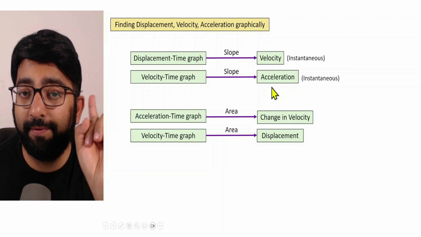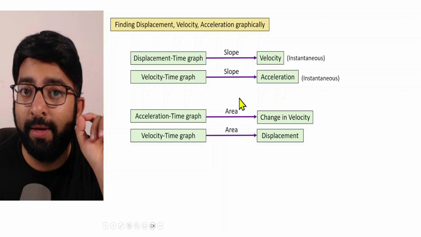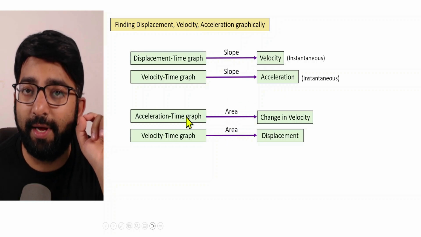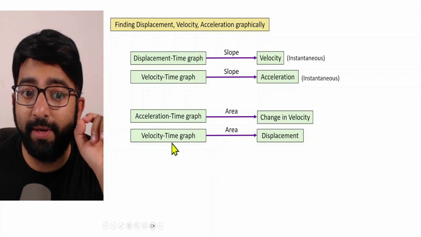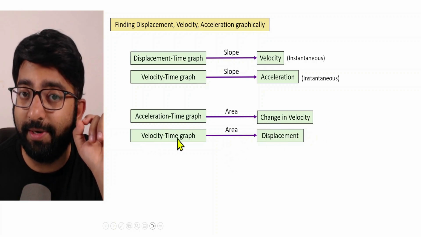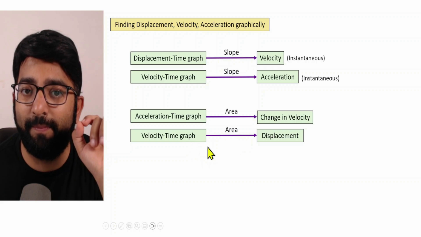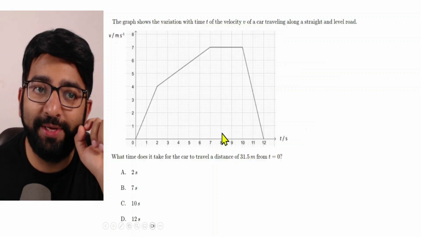And if we need to go in the reverse direction, then we use area. So area under the acceleration time graph will give you change in velocity, whereas area under the velocity time graph gives us displacement. Let's solve the first question based on this principle.